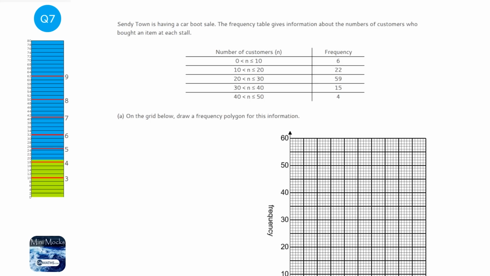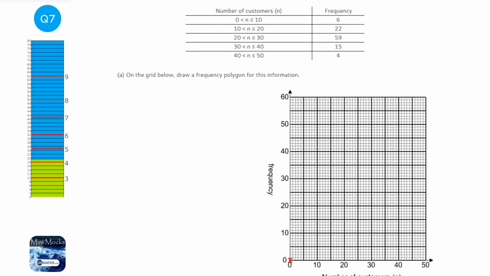Alright, so we're asked to draw a frequency polygon, and the only error you're going to make with this type of question is figuring out what a frequency polygon is. Now, a frequency polygon is where you put little crosses at the points, and the points lie at the group's midpoint. So we've got our first group 0 to 10, so the midpoint will be 5. Next one is 10 to 20, so that's going to be 15. Then 25, then 35, then 45.